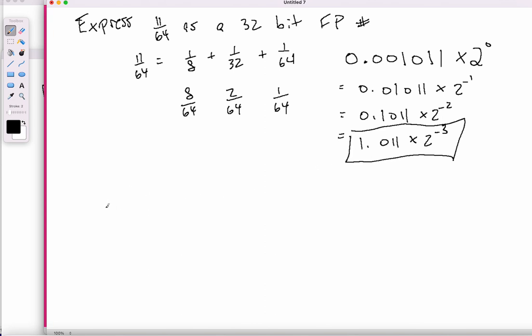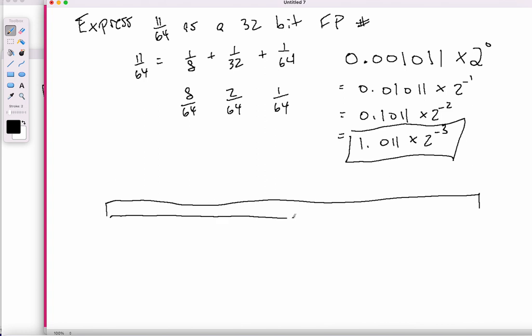So again, what I need to do is come over here and the first thing I do is the sign bit. The sign bit is 0 because this is a positive number. Then I've got 1, 2, 3, 4, 5, 6, 7, 8. And then I've got my mantissa here, 0, 1, 1. Remember, I don't store this leading 1. So I come over here and I put a 0, 1, 1, and then it's just zeros the rest of the way.